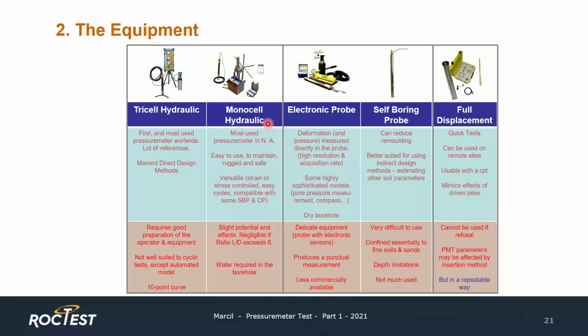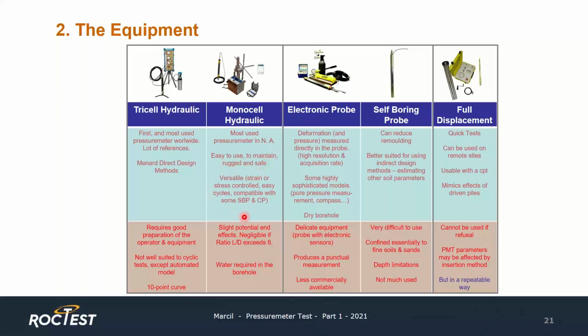Then we have the monocell hydraulic pressure meter, which is the TEXSAN pressure meter. The TEXSAN pressure meter was developed in the 80s with the idea of providing a pressure meter that would yield test results comparable to the Menard pressure meter results, but with an equipment that would be much easier to use and to maintain, and that would be rugged and safe because not using any gas. So these are important features.